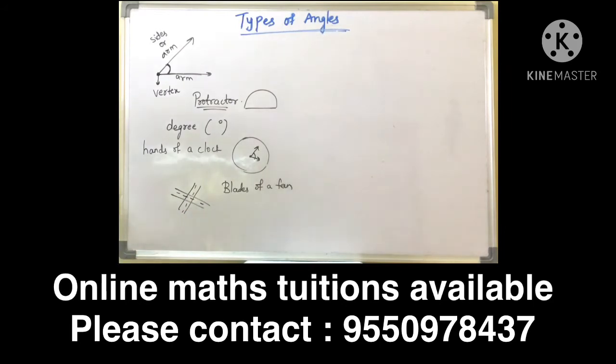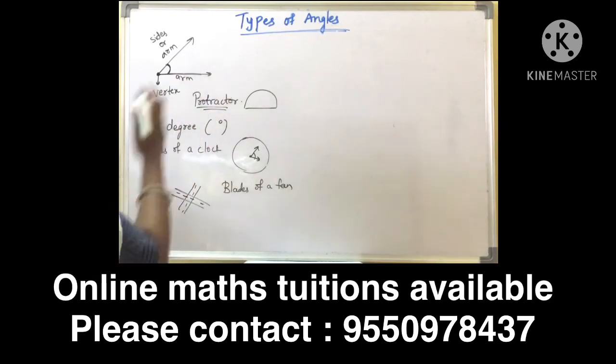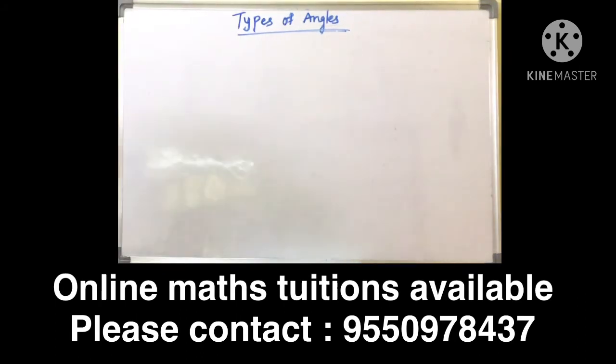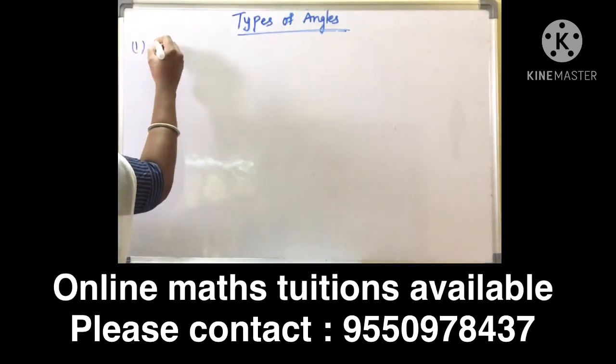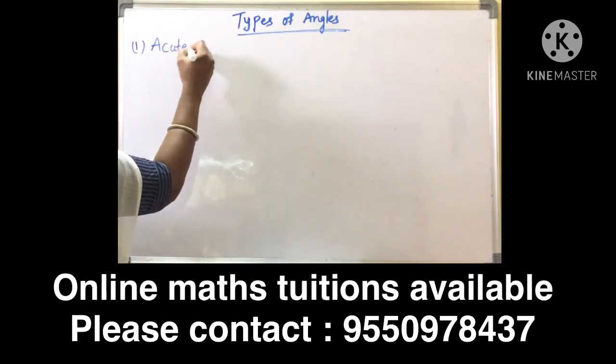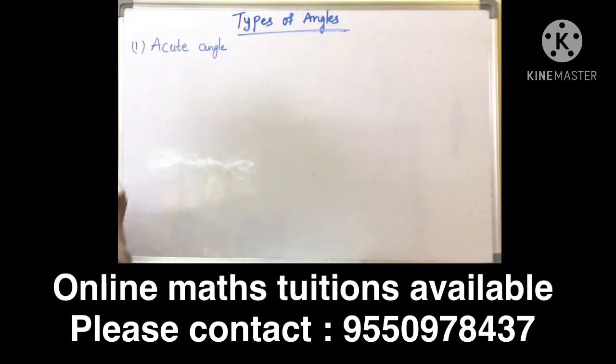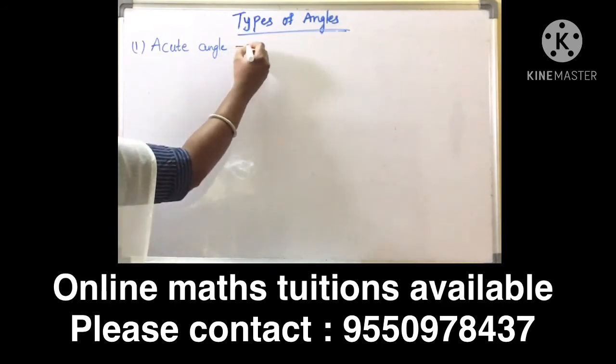Okay. Now here we are going to discuss types of angles. As the angle increases, the name also changes. So today we are going to discuss the types of angles. In types of angles, the first one we are going to discuss is acute angle. An acute angle is an angle whose measure lies between 0 and 90 degrees.